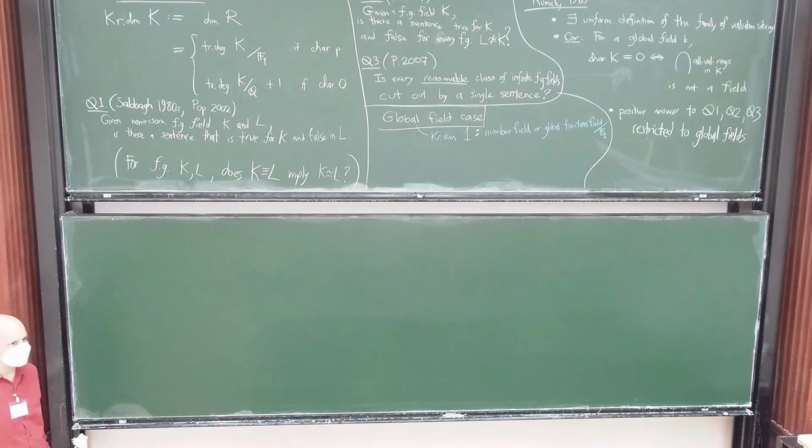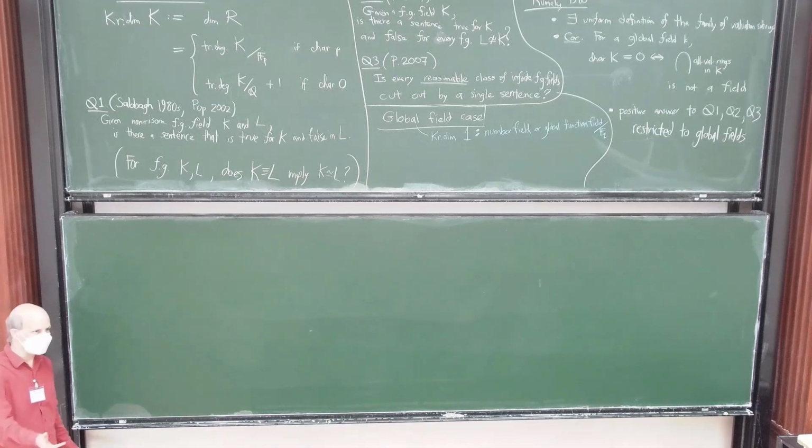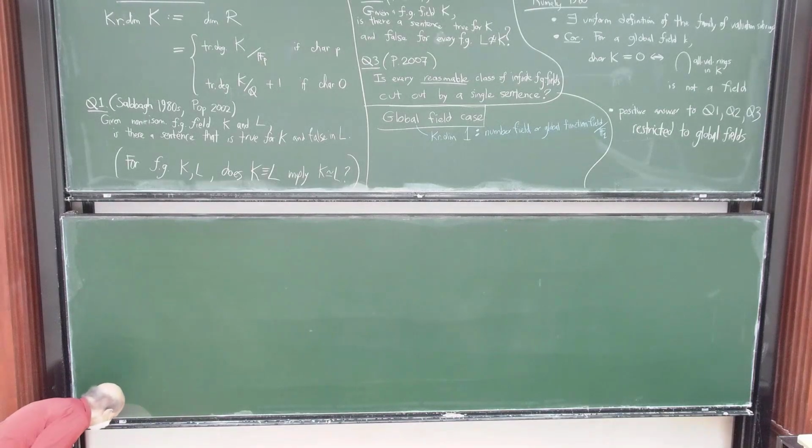So you could take all the global fields of characteristic 3. That's an easy one. Or you could take the collection of all the F_p adjoin T, where p is prime. Or you could take all the global function fields whose constant field is F_4. There are all kinds of subsets like that. I'm saying there's some first order sentence that's going to be true exactly for that subset. That's what it's saying.